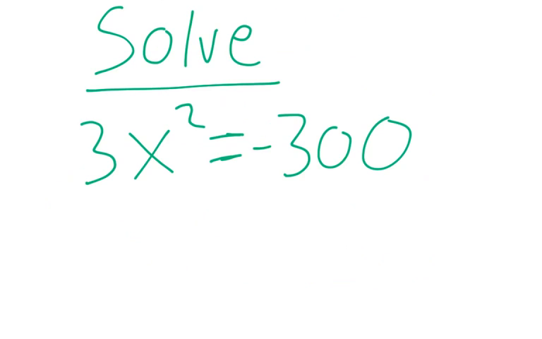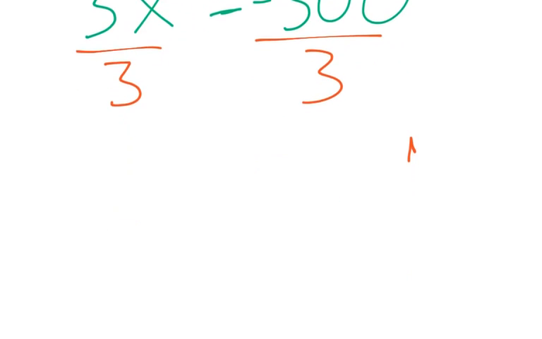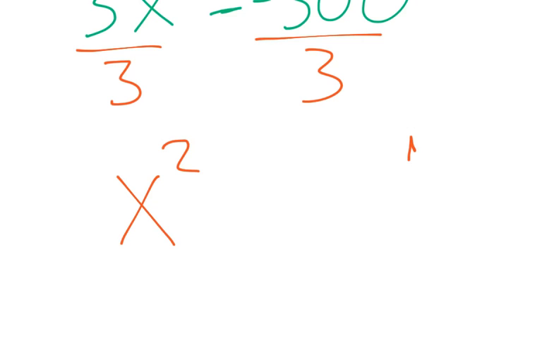Let's look at 2 equations. These are pretty basic, but here we go. So let's say this is my equation. 3x squared equals negative 300. If I'm going to solve this, I'm going to obviously divide by 3 on both sides right away. So then what I have is x squared equals negative 100.